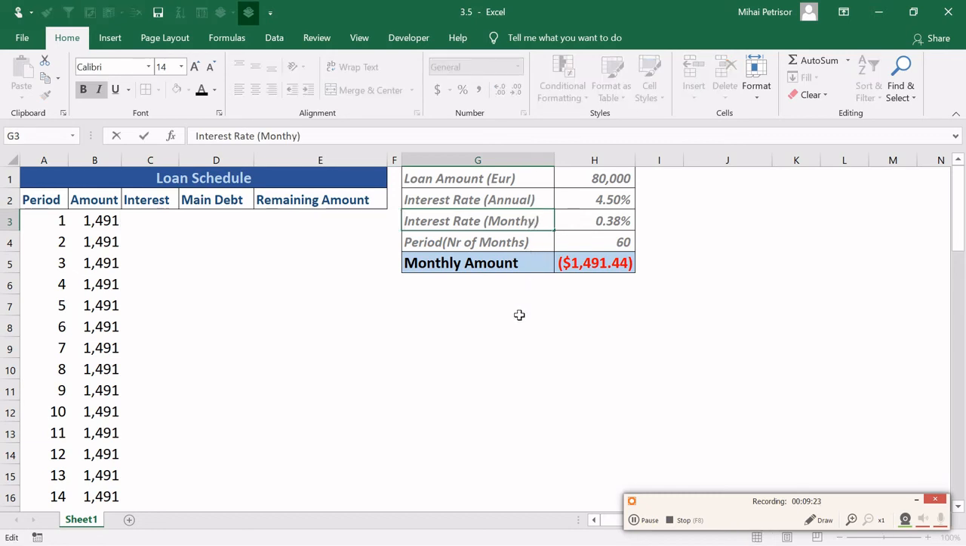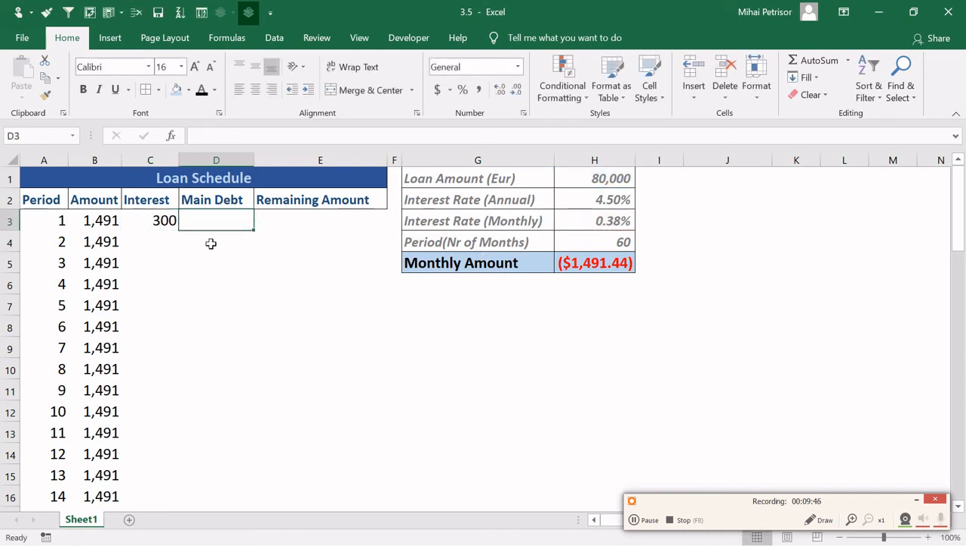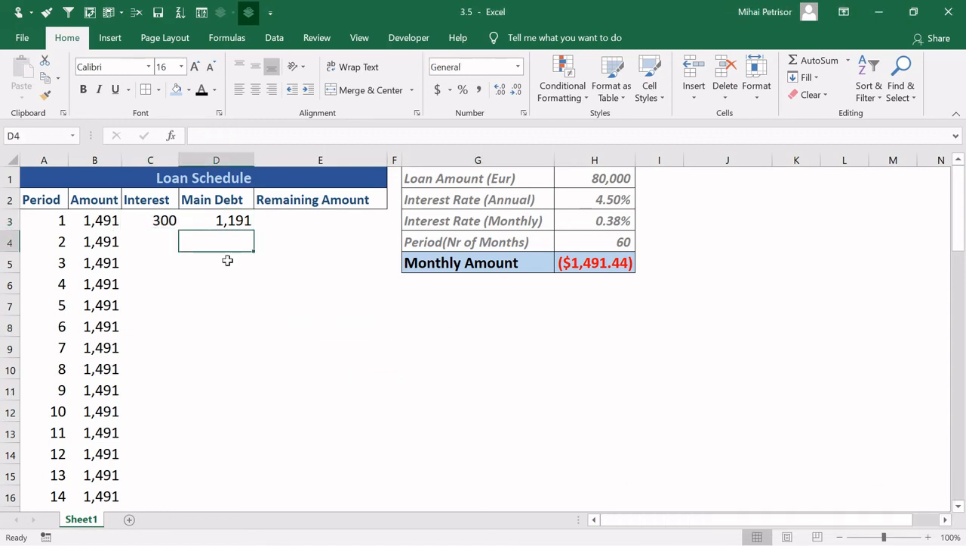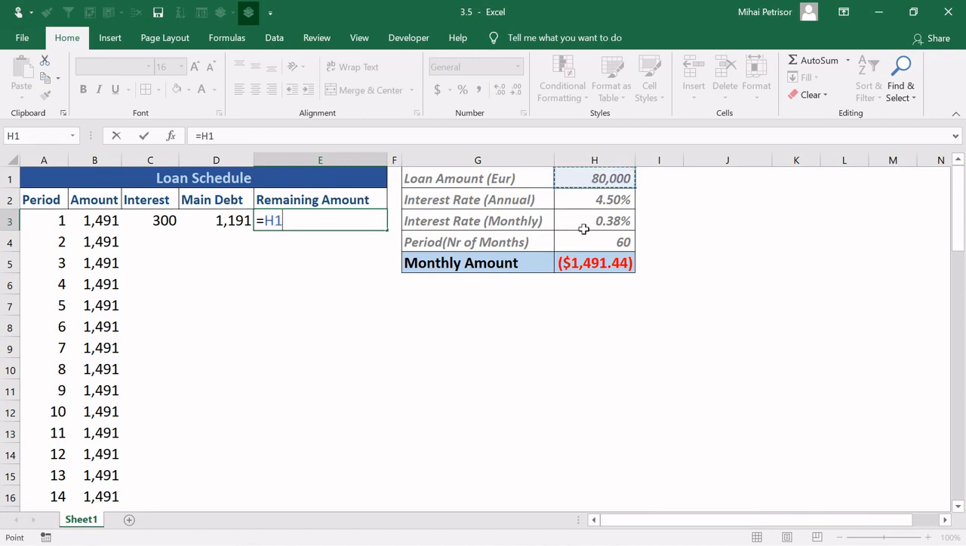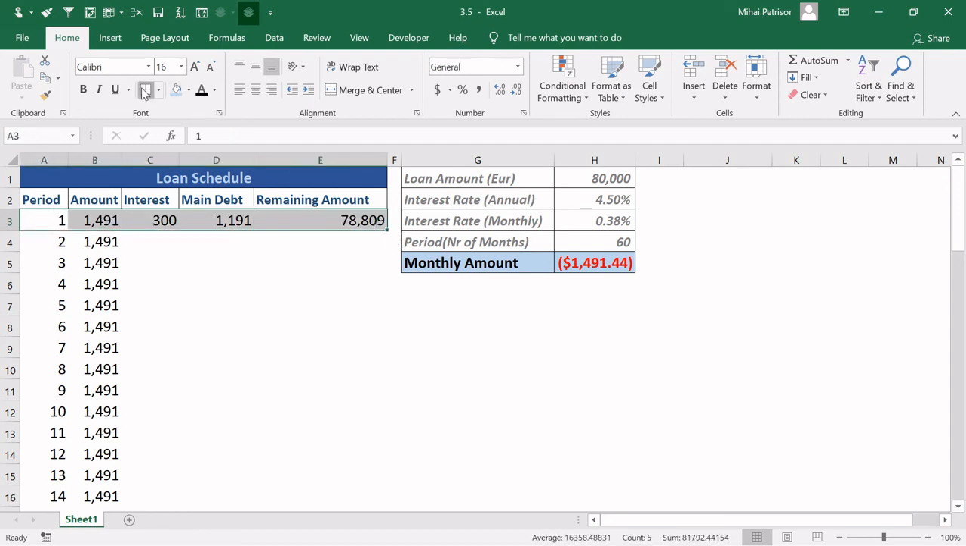Let's see, monthly. We will calculate the first two rows manually, so equals loan value multiplied by the monthly interest rate, it's 300. The main debt is equal to the amount minus interest. So the sum of these two cells gives us the total of 1,491. Good. Now the remaining amount is equal to the initial value of our loan minus the main debt. And that's it. The first row is ready, and we can put some borders.